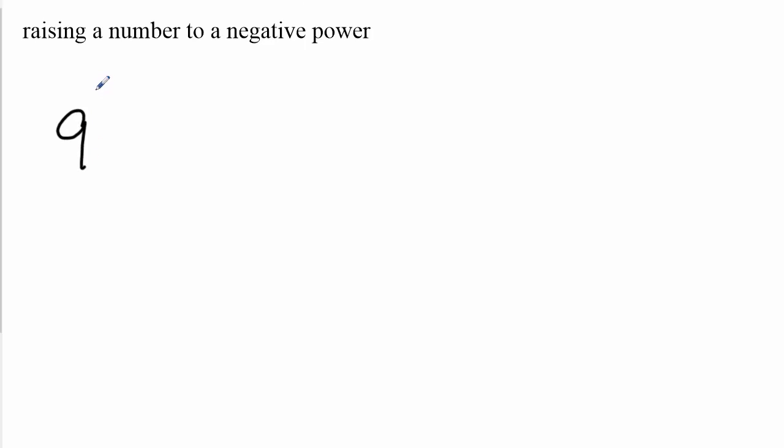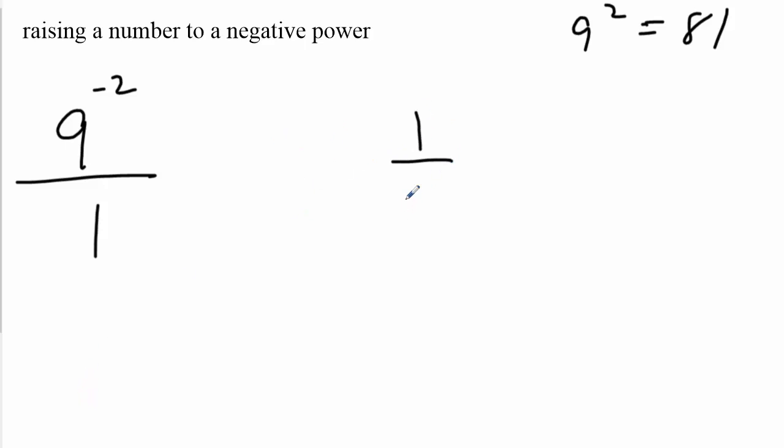Okay, raising a number to a 0 power. Hang on one second. Raising a number to a negative power. So let's come up with some examples just for fun. So let's see, if you do 9 to the negative 2. Well, we all know that 9 squared is 81. Well, if it's to the negative 2, this goes to the bottom of the fraction. And you can say, well, wait a minute, there is no fraction. Well, divide it by 1. So now this means it's 1 over 9 squared, which is 1 over 81.